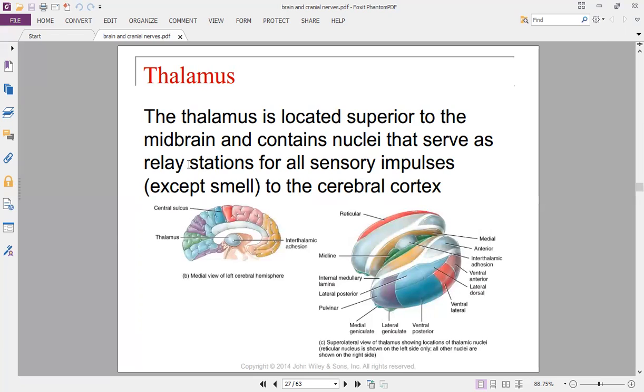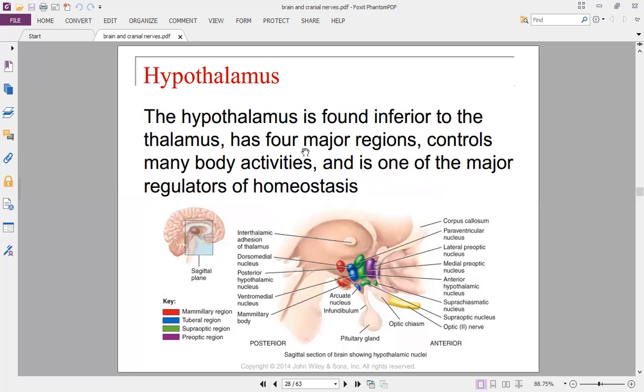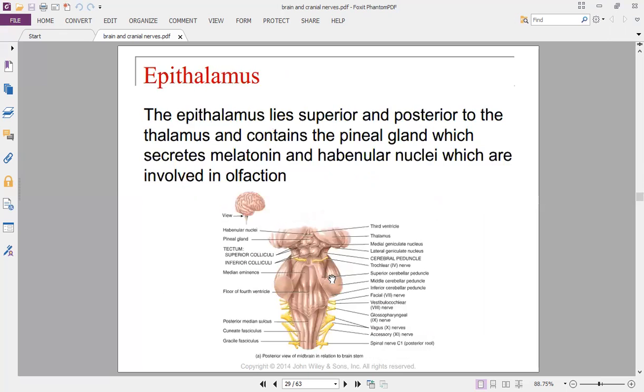Almost all nerve impulses, except for a very few, pass through the thalamus. That's except the smell. Every impulse other than smell passes through the relay station of the thalamus when it's going to the cerebral cortex. The hypothalamus is found inferior to the thalamus. It has four major regions that control body activities and regulate homeostasis: a mammillary region, a tuberal region, a supraoptic region, and a preoptic region. They are shaded in different colors to show which part represents which region.